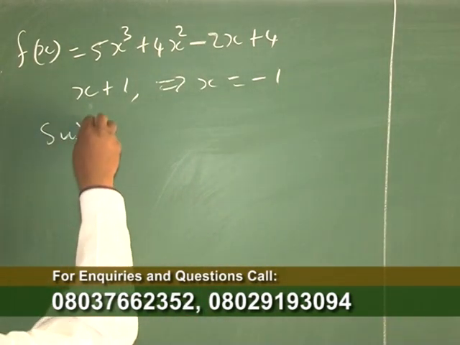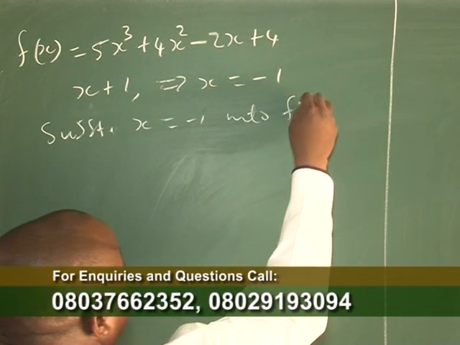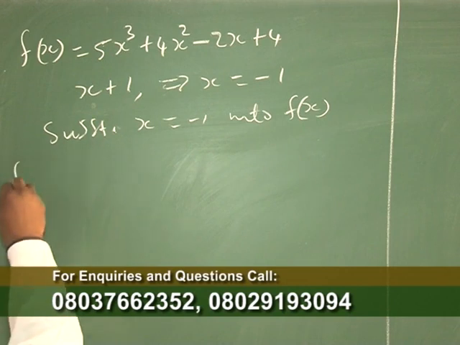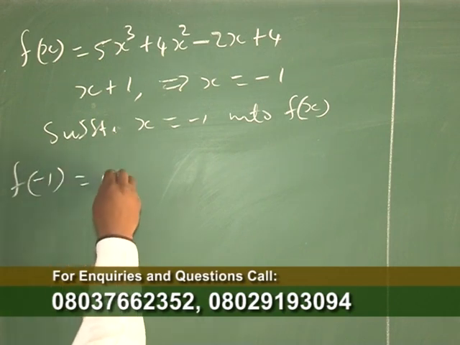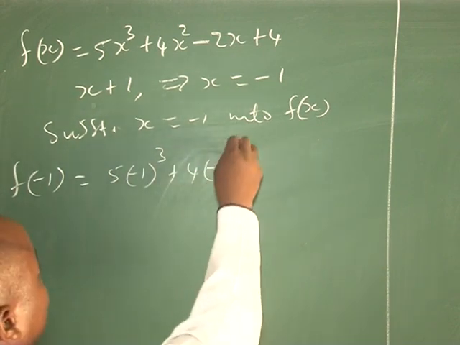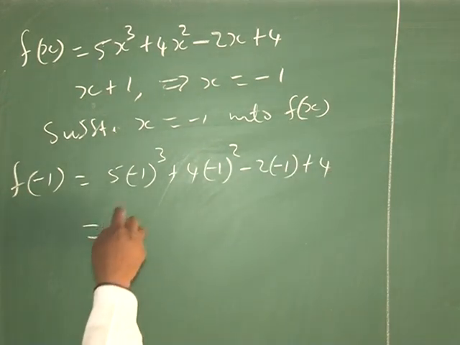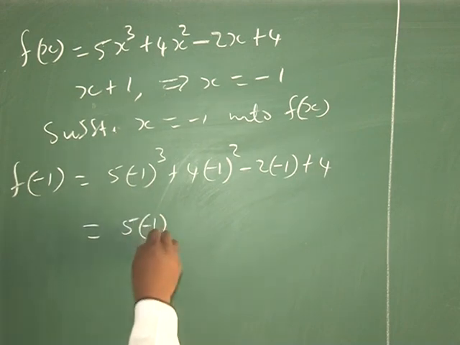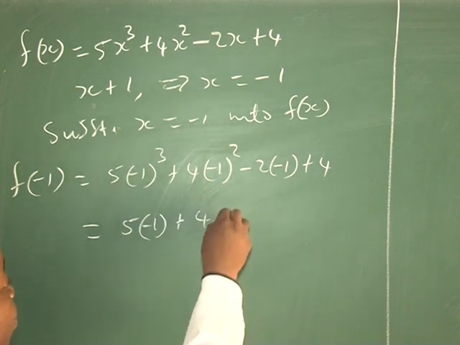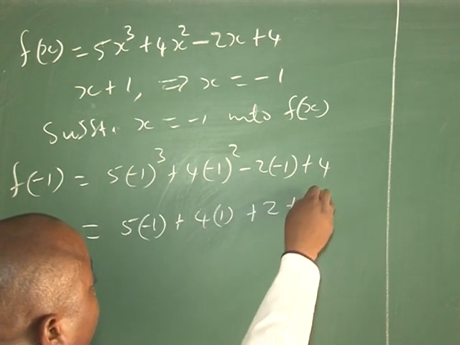Now, substitute x equals minus 1 into f of x. If you substitute this into f of x, we will have f of minus 1 equal to 5(minus 1) cubed plus 4(minus 1) squared minus 2(minus 1) plus 4. And that will give us 5(minus 1), because minus 1 raised to the power 3 is minus 1, plus 4 times 1, because minus 1 squared is 1, plus 2 plus 4.